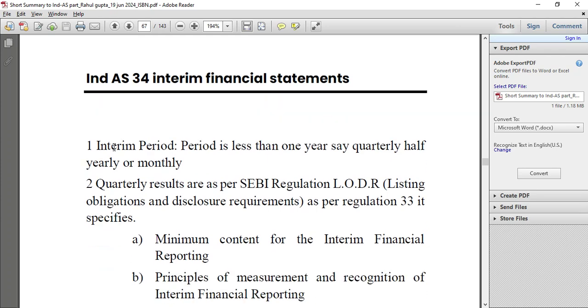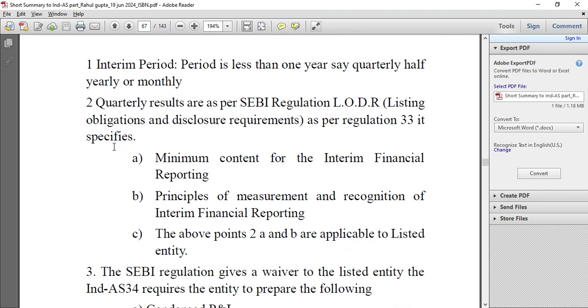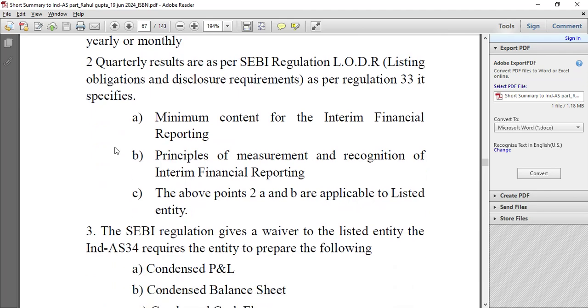It specifies minimum content for the interim financial reporting, principles and measurement of recognition of interim financial reporting. The above 2 points A and B are applicable to listed entity only. The SEBI regulation gives waiver to the listed entity.